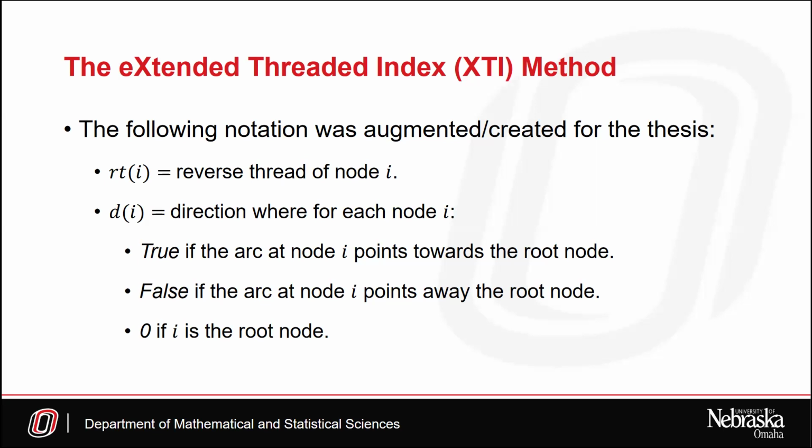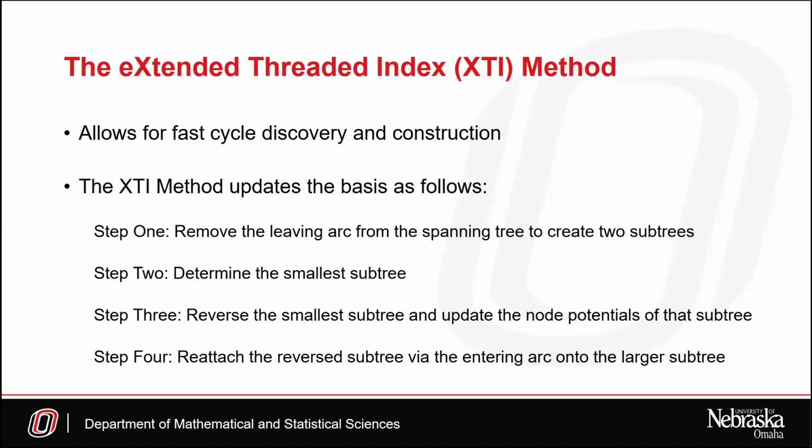If the arc is pointing away from the root node, it's false, or it's 0 if it's the root node. So what does this all allow us to do? The XTI method allows for fast cycle discovery and construction. It allows us to also update dual variables and maintain the tree in the minimum number of steps.